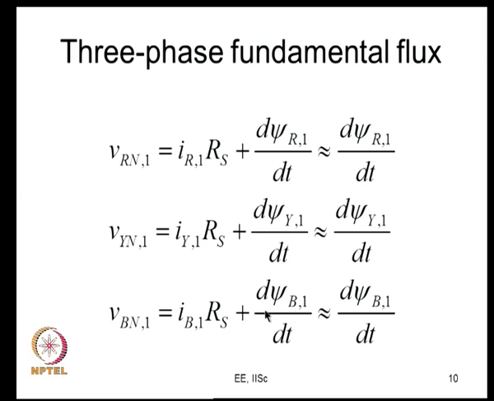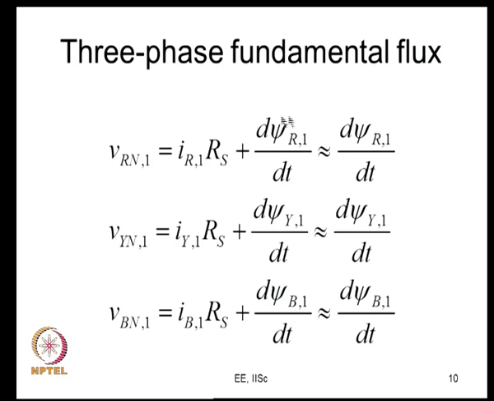Okay, so they produce flux, the fundamental flux. The relationship for Vrn1 is given like this. This is the IR drop in the R phase winding. This Rs is the stator resistance, and this is the resistance drop in the R phase stator winding, plus d psi R1 by dt.